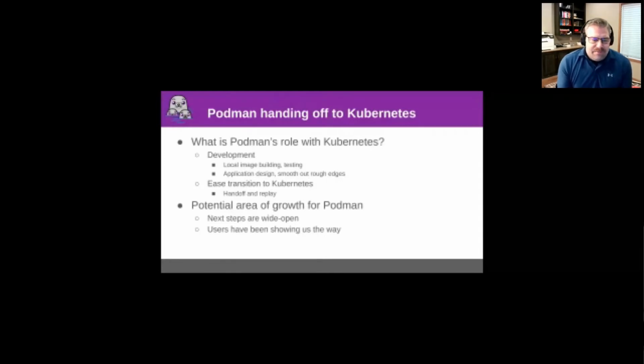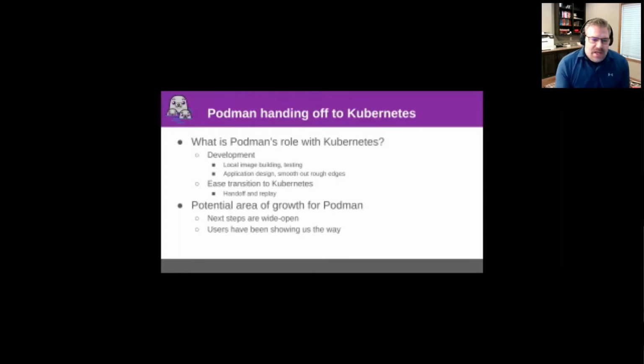So what Podman can do to assist here is you can use Podman for that development as a container runtime, but then you can use some functions that are built into Podman that allow you to transition to Kubernetes. Specifically, we allow you to generate Kubernetes YAML from a container running in Podman. And then we also support a replay function of that YAML back into Podman.